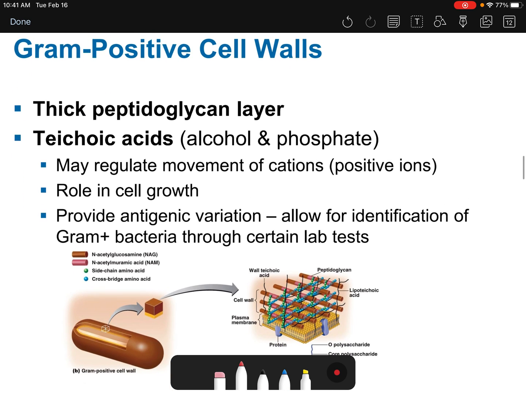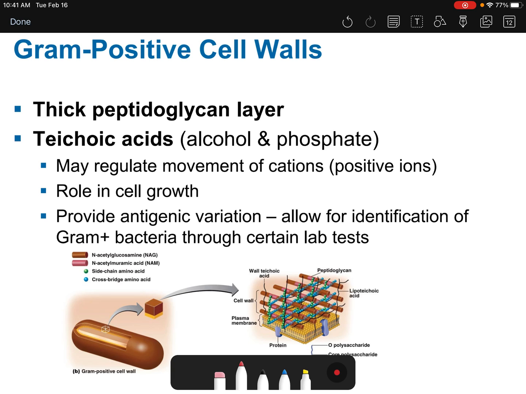So gram-positive cell walls have a very, very thick peptidoglycan layer. Okay, they also have what are called teichoic acids made up of alcohol and phosphate, and these may regulate movement of positive ions in and out of the cell, regulate cell growth. They also allow for identification of gram-positive bacteria through certain lab tests as well. But here the big thing is this very thick peptidoglycan layer.